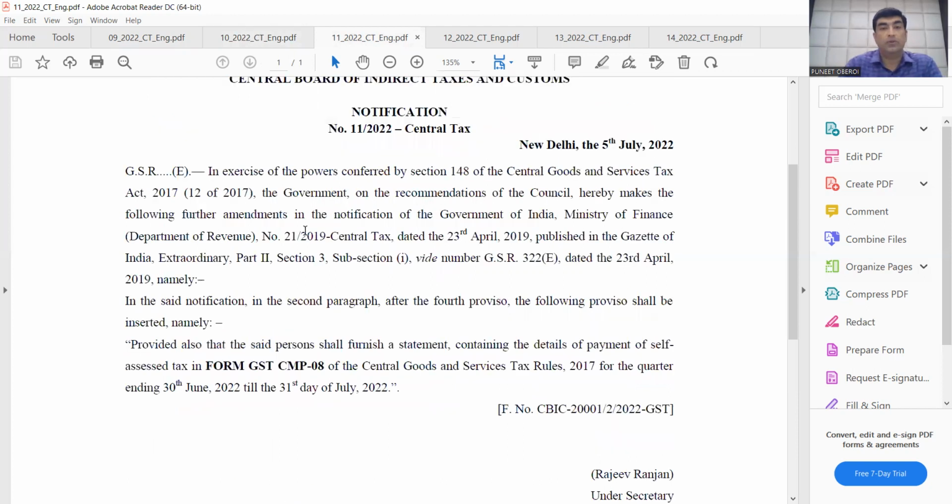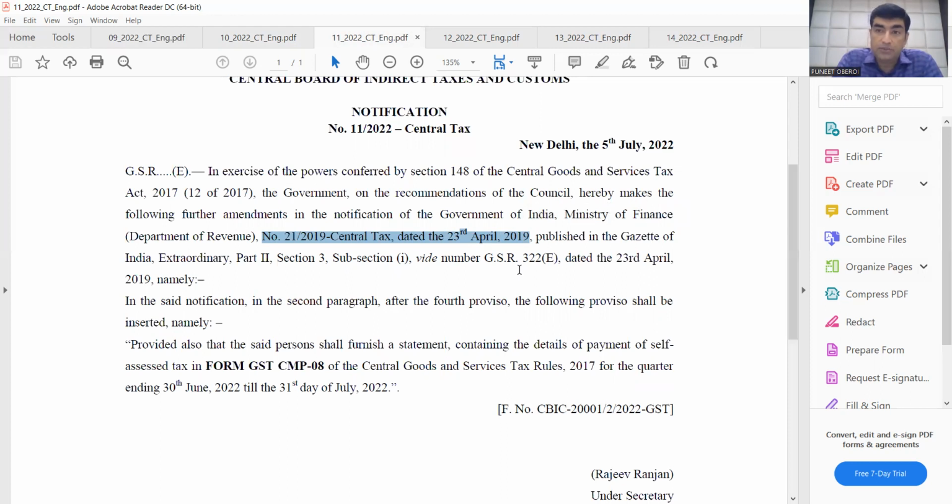This is notification number 11/2022, again dated 5th of July. Now, this notification number 21/2019, Central Tax dated 23rd April 2019, was in relation to the composition levy.